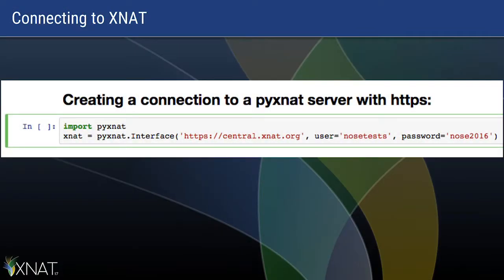So, creating a connection to the server. This is it. Import PyXNAT, give it a URI, a username and a password, and you have your connection. Proxies are supposed to be supported, but there's a bug in it right now. I'm working on that. But HTTP and HTTPS both work.